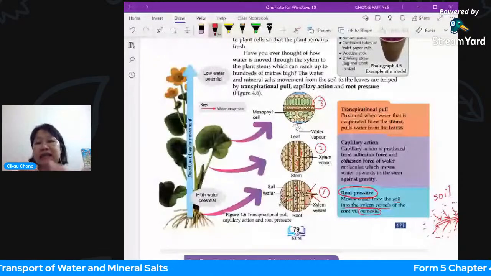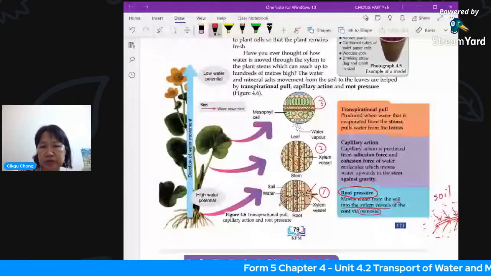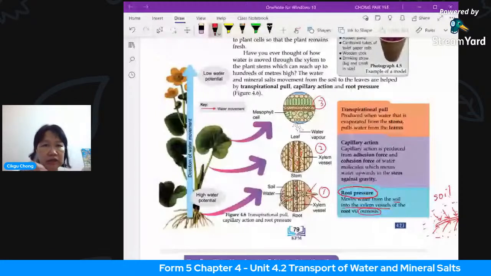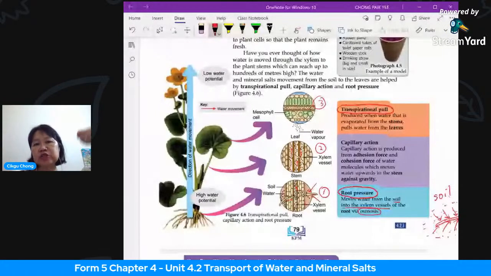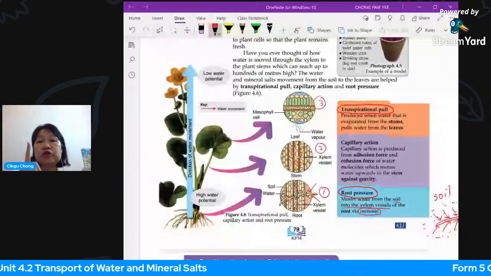And then lastly, when it goes to the leaves, the number 3 here is at the leaves. We call it transpirational pull. This is a pull that is very strong. It is like a suction because the water disappears from the leaves due to transpiration.